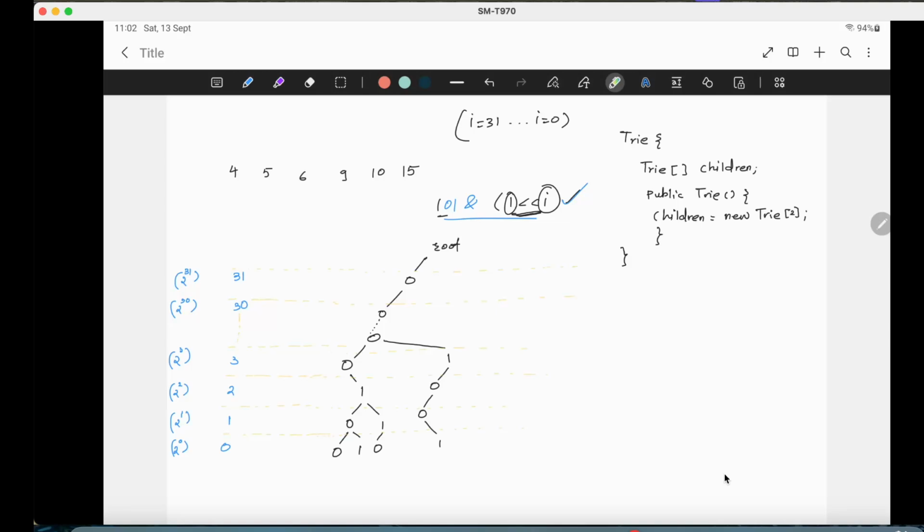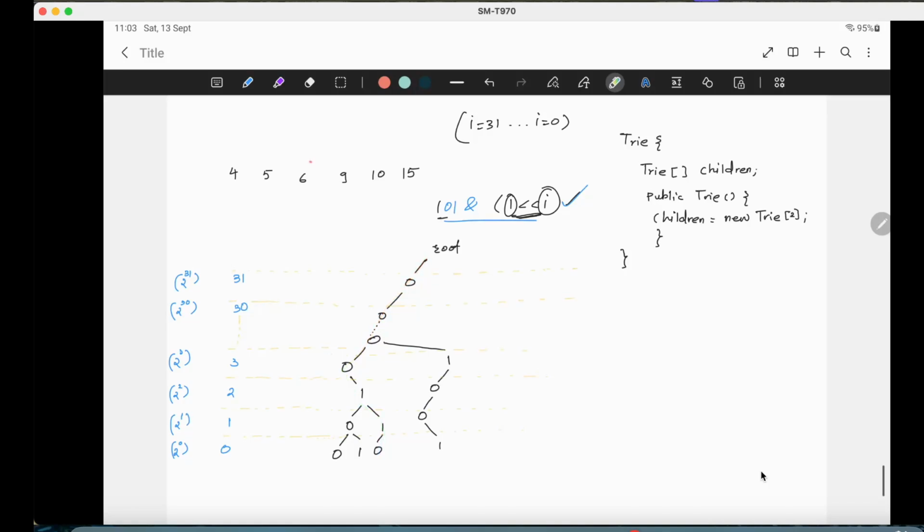This particular path, starting from here and here, represents 9, because 2 to the power of 3 is 8, here 0 0, and here 1. So 8 plus 0 plus 0 plus 1 is 9. This is how we can insert 9. It is taking time to update, but I am talking about this particular path. When we follow here, this represents 6. So 4, 5, 6, 9, all these values we inserted in our trie.